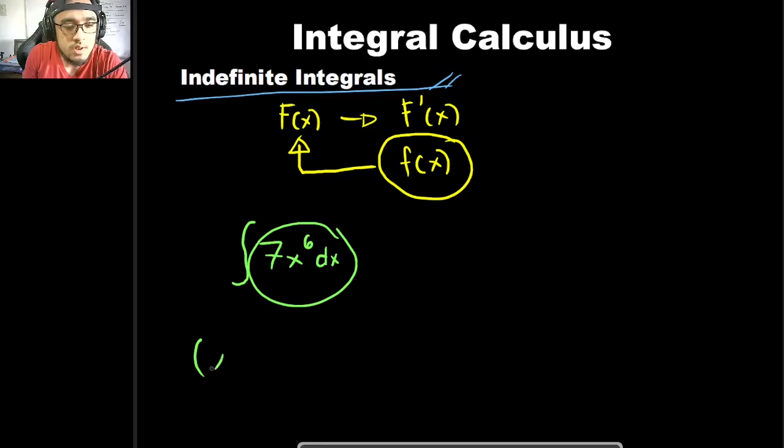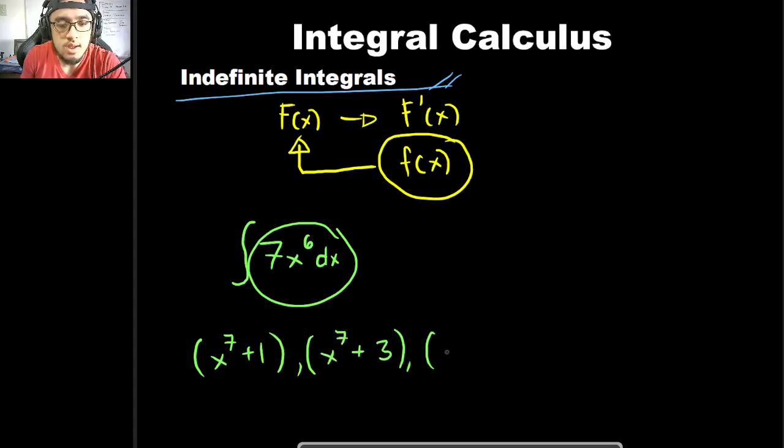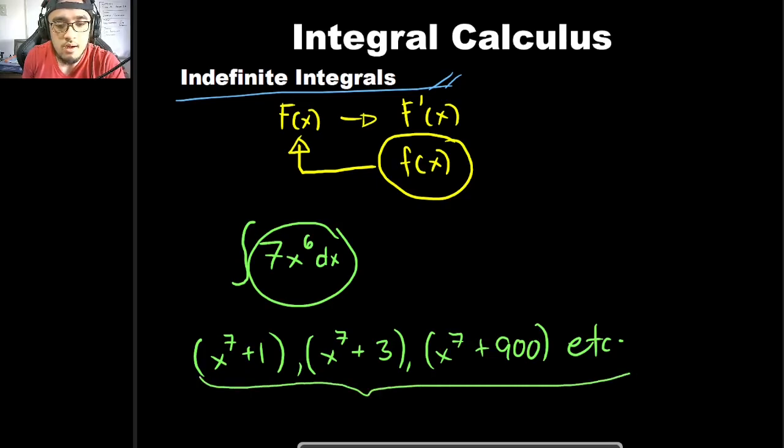So listing some of the possible answers. One possibility is, let's say, x raised to 7 plus 1, or let's say x raised to 7 plus 3, or let's say x raised to 7 plus 900, etc. So we can generalize these answers right here as x raised to 7 plus constant, where your value for your c is to be any number or any constant.